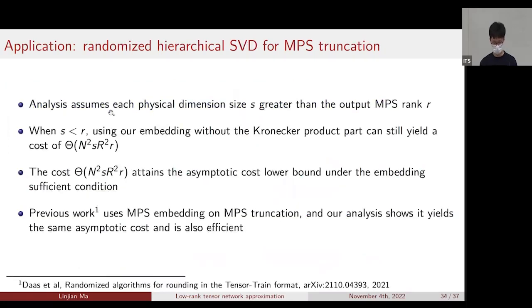Okay. So here are some discussions. Here we assume that each physical dimension size is greater than the output MPS rank. For some problems this is not very practical, but when the physical dimension size is smaller than this R, we can still use our embedding, just removing the Kronecker product part, and still yield the same cost. We also want to mention that this cost actually attains the lower bound cost under the sufficient condition and under the Gaussian embedding case. There's previous work that uses this MPS type embedding for MPS truncation, and our algorithm and their algorithm have the same cost, because for this specific case, MPS embedding is also pretty efficient.